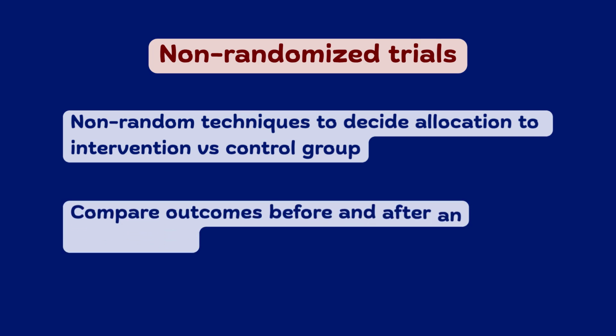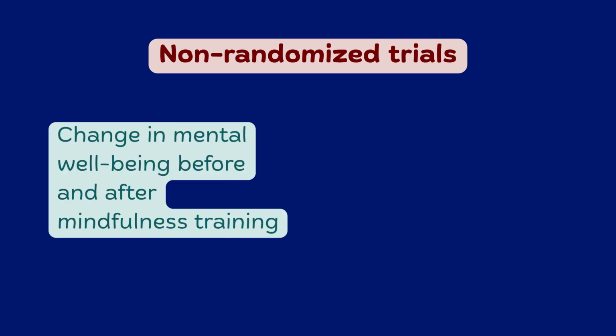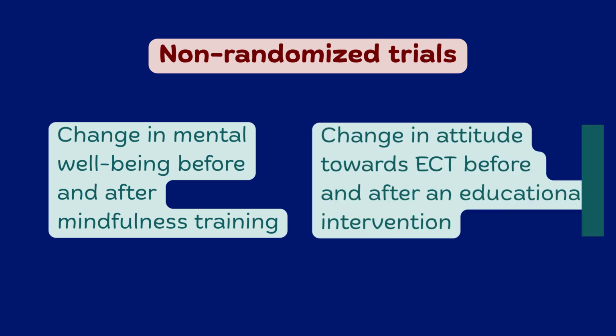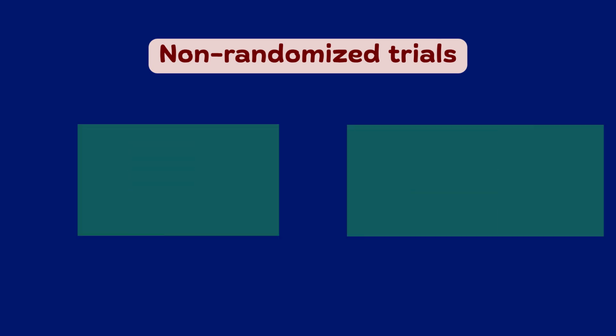Alternatively, they may compare the outcomes before and after an intervention in the study sample. These studies are described as non randomized trials. Examples include evaluating the change in mental well being of students before and after mindfulness training, and change in the attitude of students towards electroconvulsive therapy before and after an educational intervention.